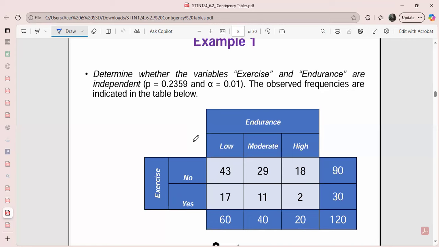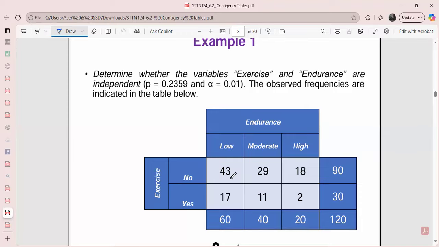And if the p-value is greater than alpha, what do we do? We fail to reject. It means we fail to reject the statement of the null hypothesis that the two variables are independent of one another. We fail to reject that statement. It means we still accept the statement of the null hypothesis, because we do not reject the null hypothesis.